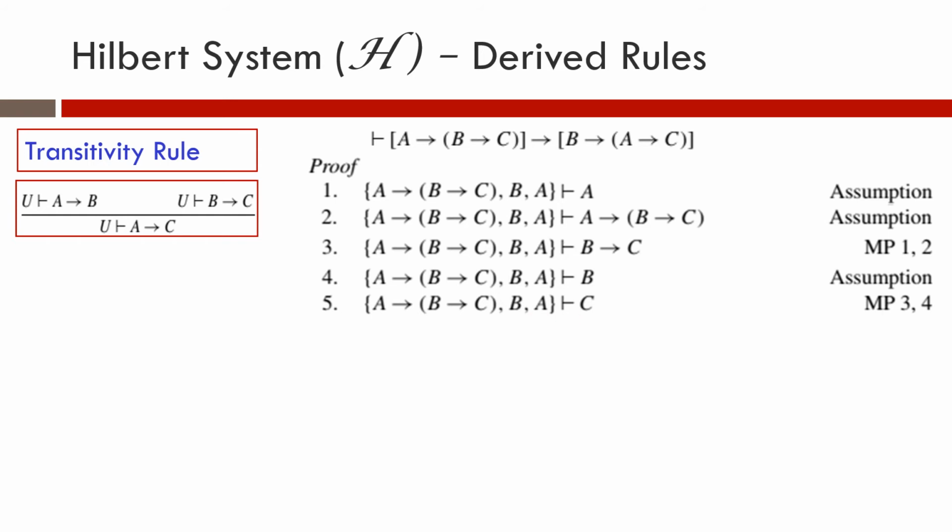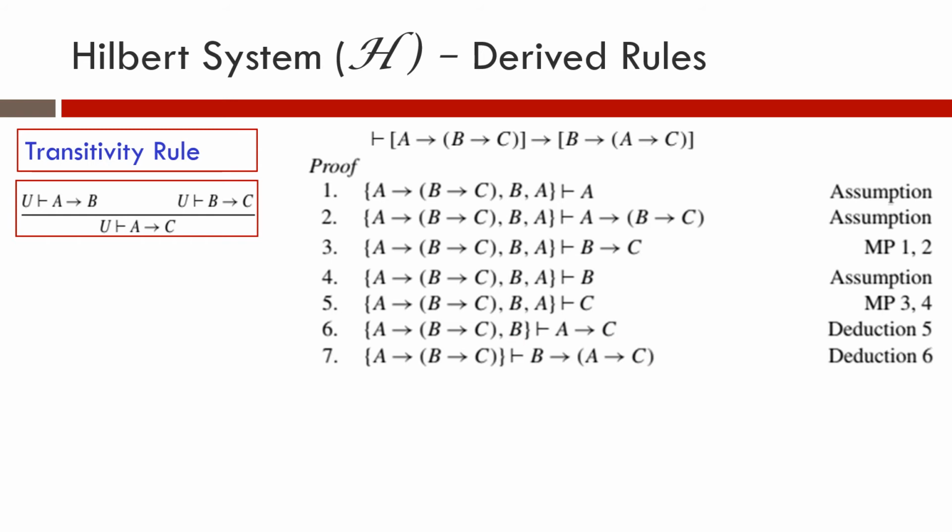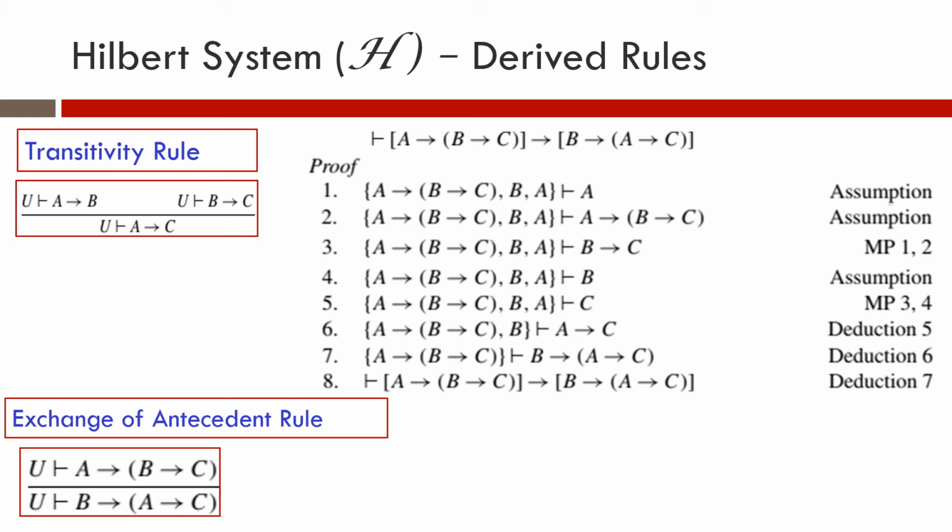First we apply deduction. We take A outside. Deduction on 5, we get A implies C is provable. Then we take B outside and we get B implies A implies C is provable. And then we take this formula outside and we get it is provable: A implies B implies C implies B implies A implies C. Okay, and this rule is called the exchange of antecedent rule.